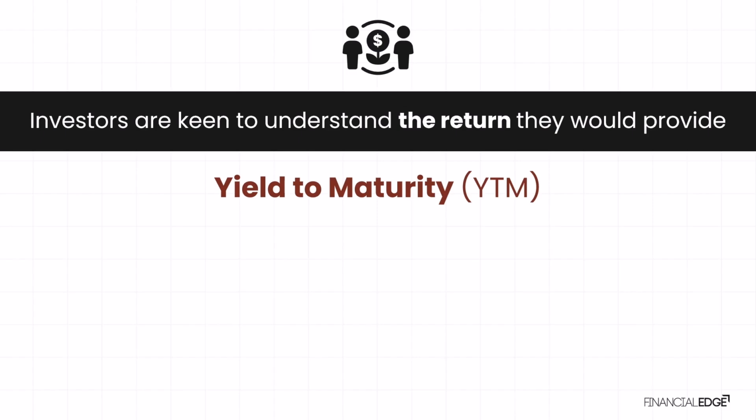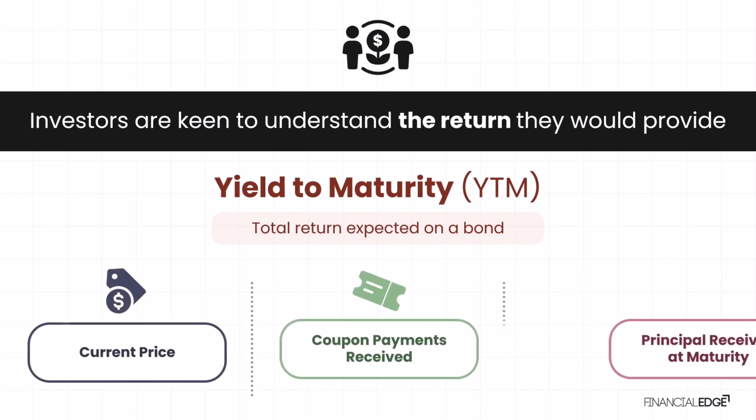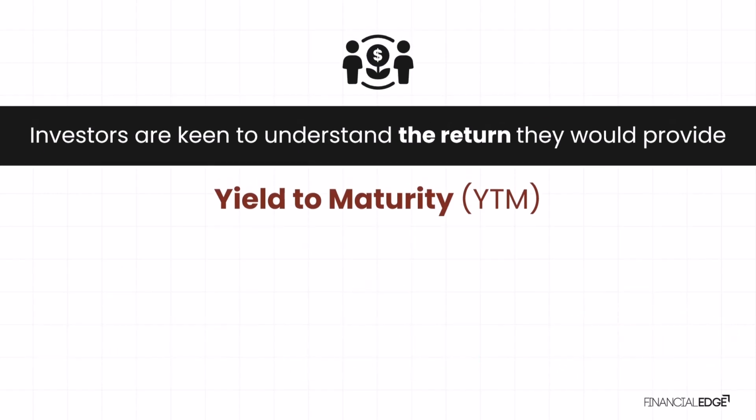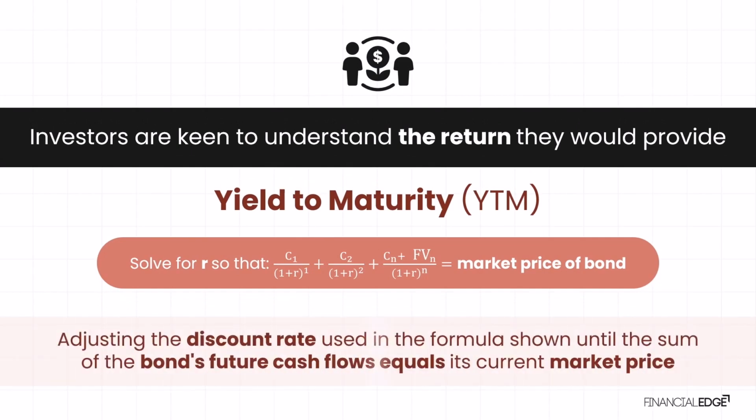Yield to maturity is the total return expected on a bond if held until it matures. It includes the current price that is paid, coupon payments received, and the principal received at maturity. To calculate the yield to maturity for bonds with multiple cash flows, such as coupon payments, it is done iteratively by discounting all of the future cash flows back to the present value.